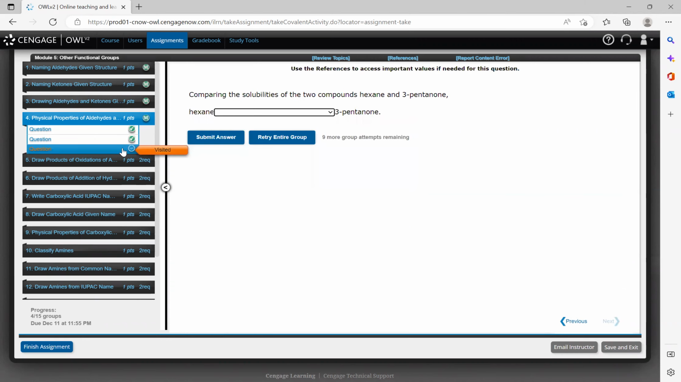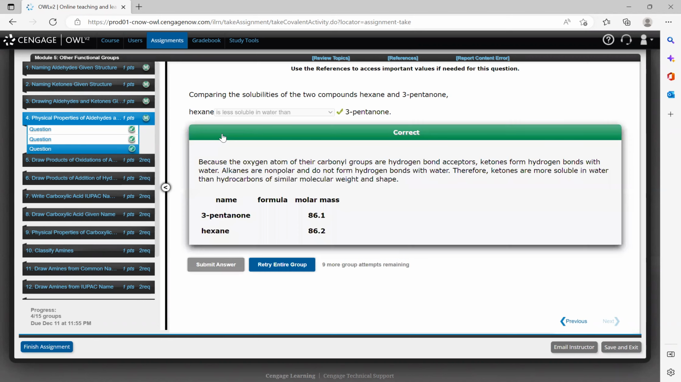And last but not least, again, thinking about solubility, hexane is a 6-carbon straight chain. 3-pentanone has that ketone group associated with it. So hexane is going to be less soluble in water than 3-pentanone.